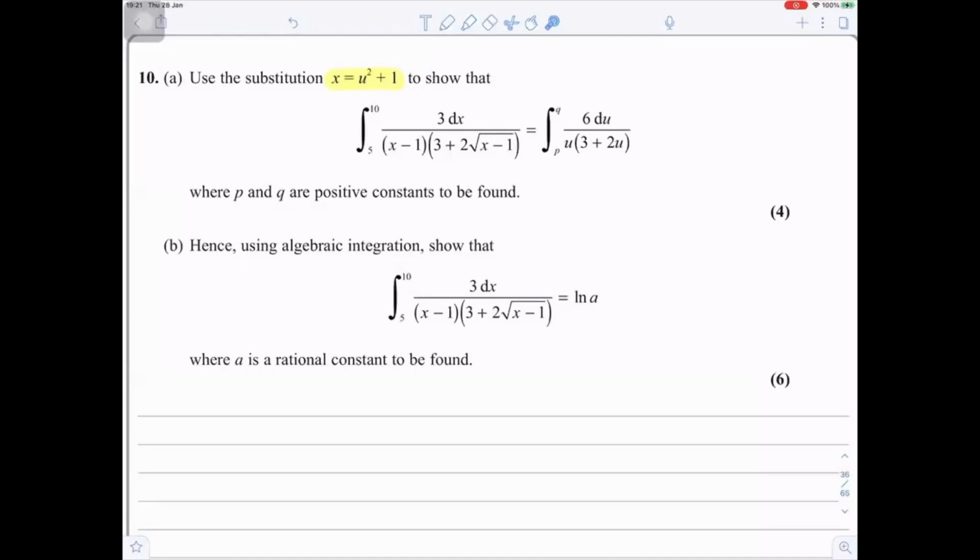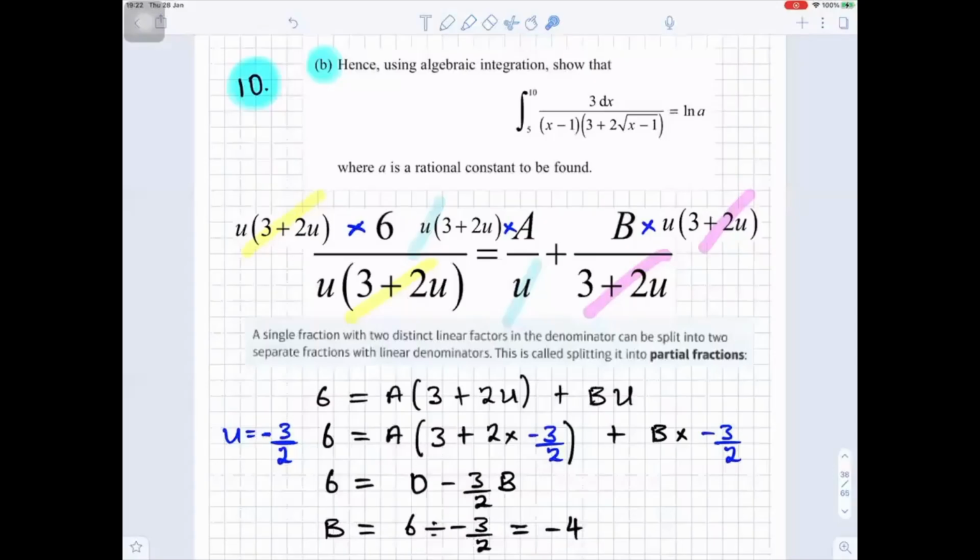Hence, using algebraic notation, show that the integral is equal to ln a, where a is a rational constant to be found. So for 10b, what we want to do is change that expression into partial fractions. You change the 1 into 2, and then after that it will be easier to work with them.